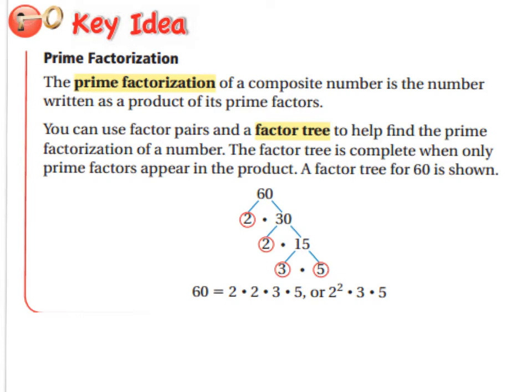So I'm starting with the number 60, and I've broken that down into 2 times 30. 2 is prime, so it's circled. Then I need to break down the 30 into 2 times 15. 2 is again prime, so it's circled, and I have 15 left. 15 has been broken down into 3 times 5, which are both prime numbers. So the prime factorization of 60 is the product of those 4 numbers, 2 times 2 times 3 times 5. And since I had 2 of the 2's, I could write that with an exponent as 2 squared times 3 times 5.